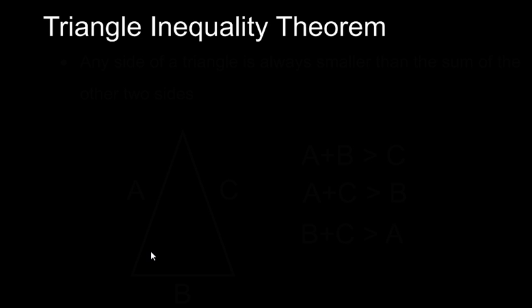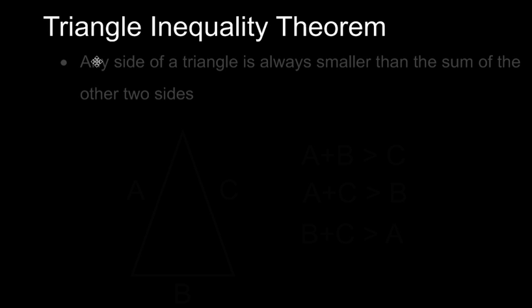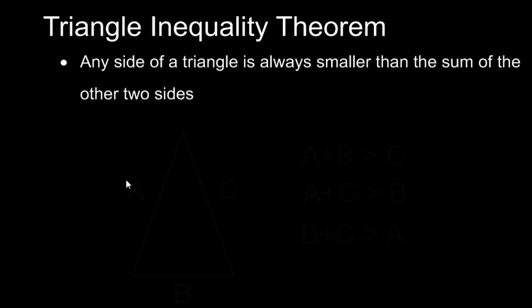Okay, class, today we're going to talk about the triangle inequality theorem. This is just a theorem that describes when it is possible for me to construct a triangle out of three different line segments. There's a certain property where this is true, and that property states that any side of a triangle is always smaller than the sum of the other two sides.